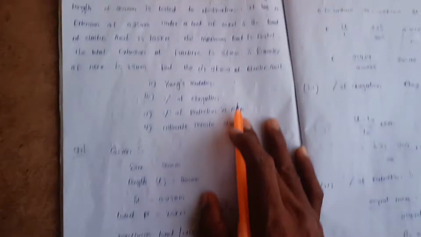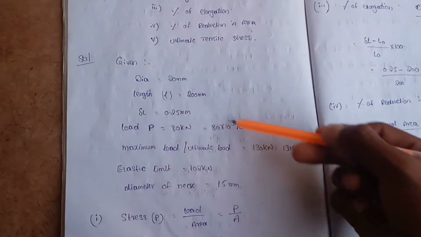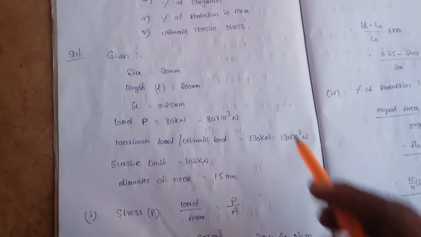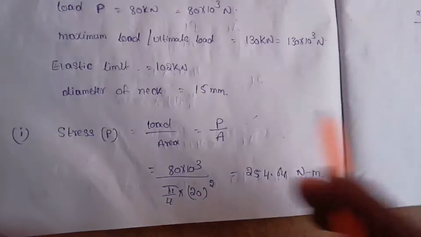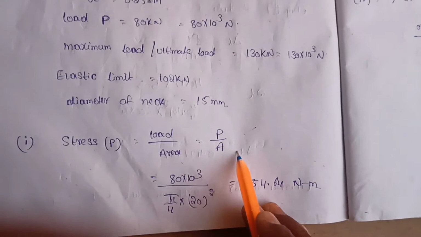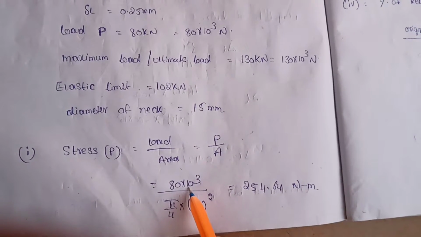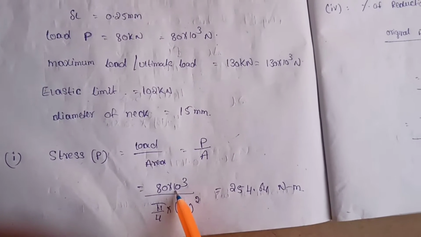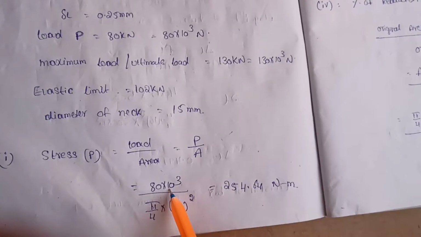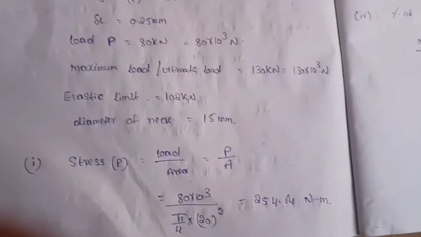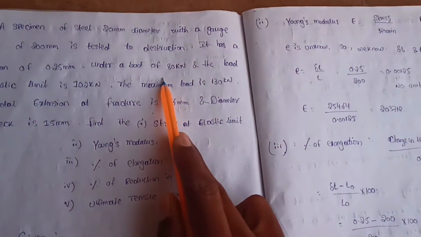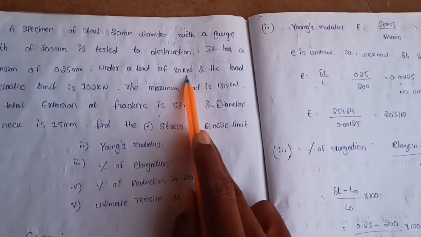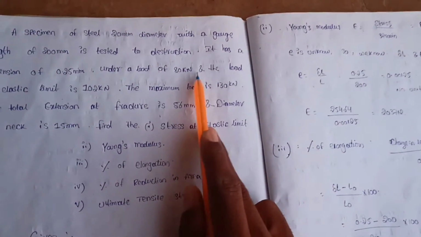Okay, so now they have given all this data, so note it all down. We want to find the stress. Stress is load by area. They have given the load of 80 in terms of kilonewtons. Kilonewtons means we want to convert into newtons, so multiply by 10 cube. See here, in the question they gave 80 kilonewtons. So kilonewtons means always load in terms of newtons into 10 cube.